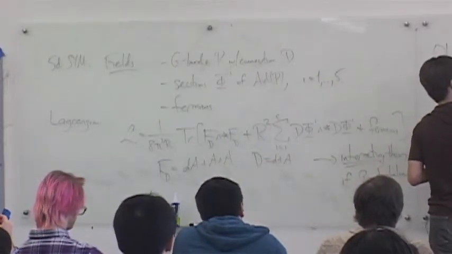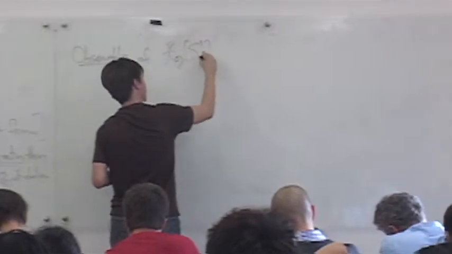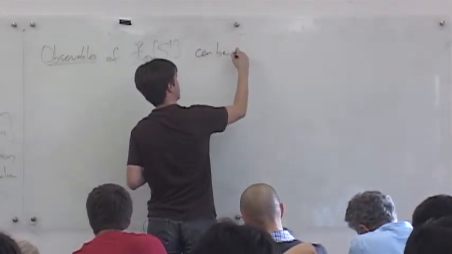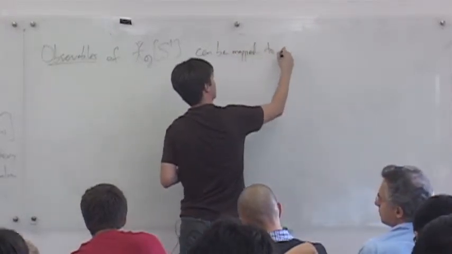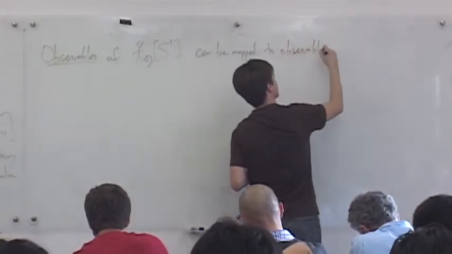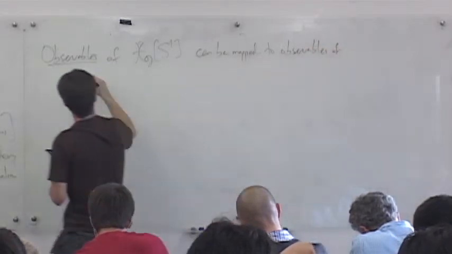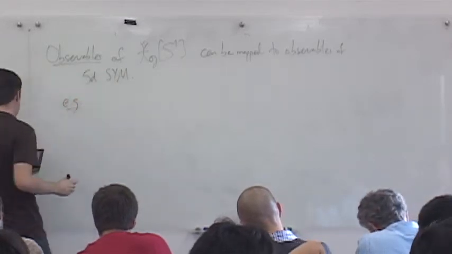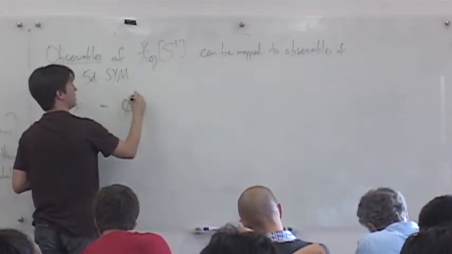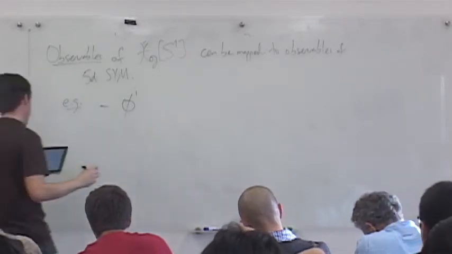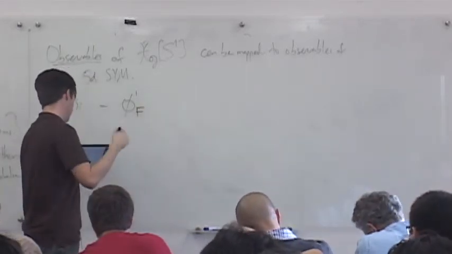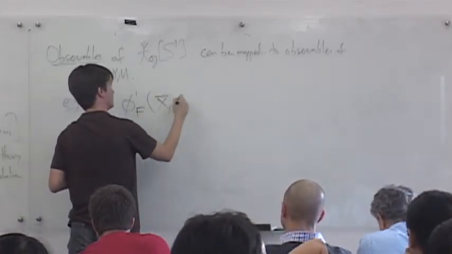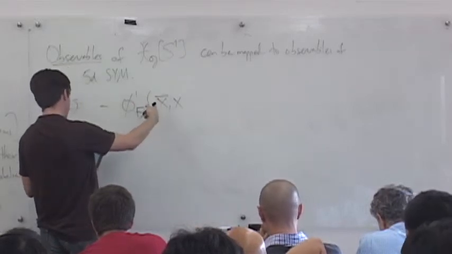So the observables of this theory X on a circle can be mapped to observables of 5-dimensional super Yang-Mills. For example, in theory X, we had these things phi I f, these local observables, depending on an invariant polynomial, which I could put. So there are local observables, so they sit at some definite point.